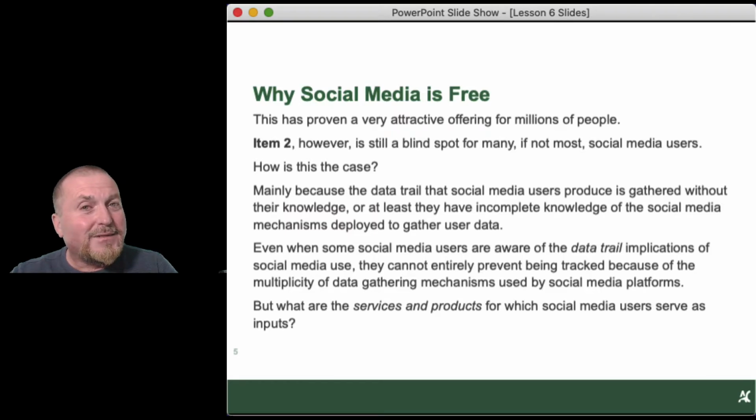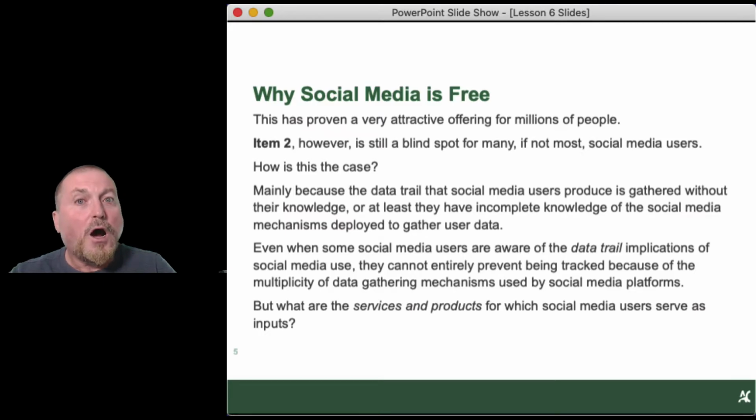However, there's still a blind spot for many, if not most, social media users, right? How is this the case? Mainly because the data trail that social media users produce is gathered without their knowledge in many cases, okay? Or at least they have incomplete knowledge of the social media mechanisms deployed to gather user data and then to sell that data to marketers, to political activists, to any number of different groups, right?